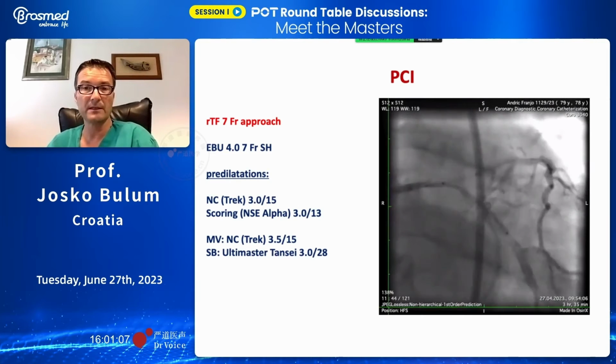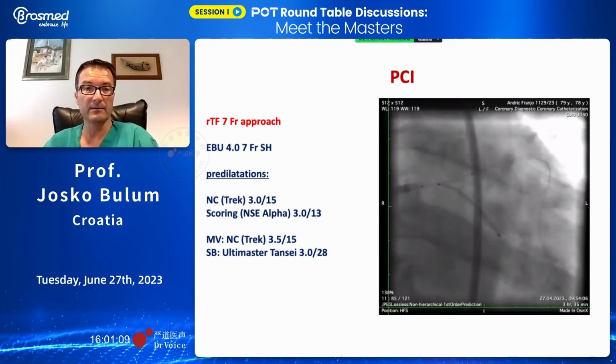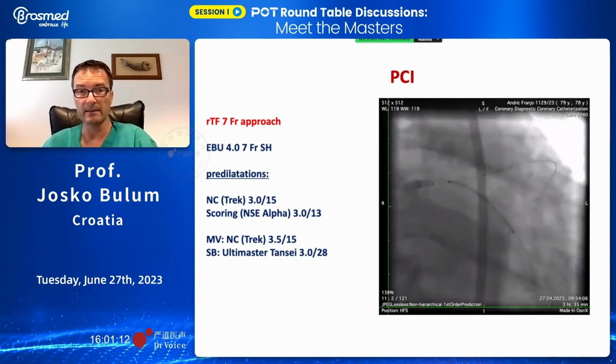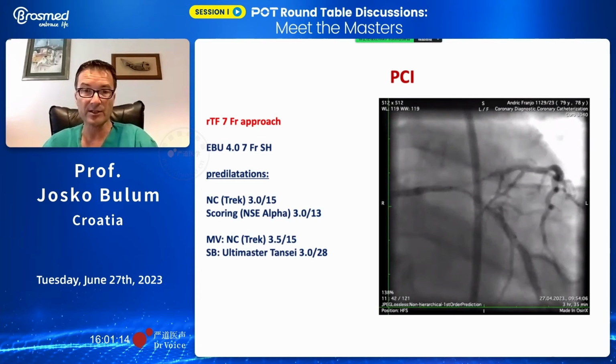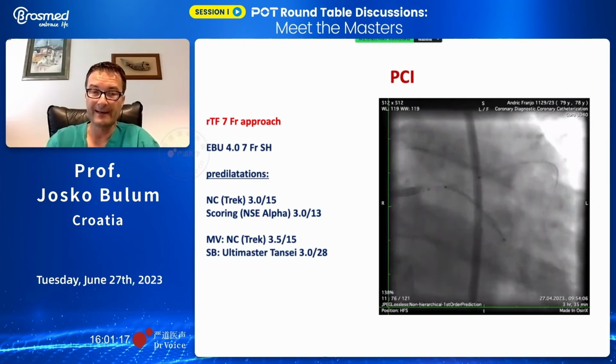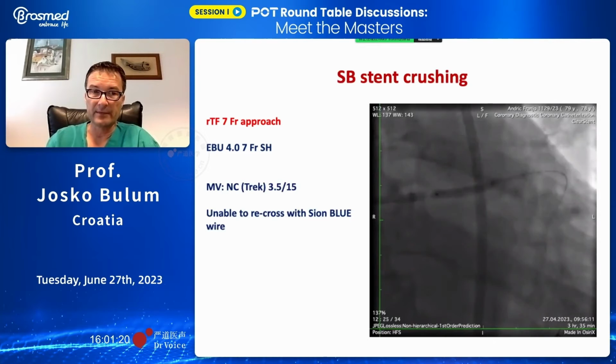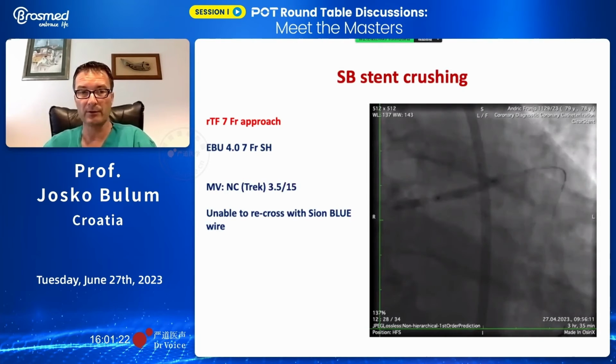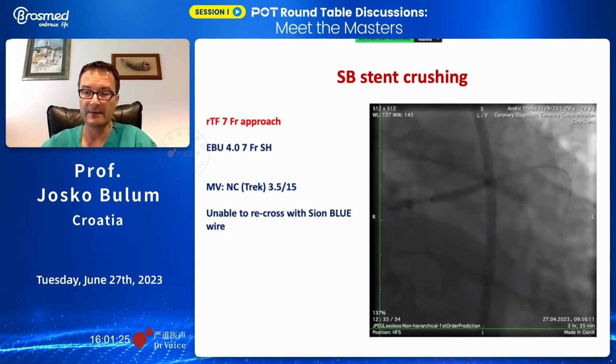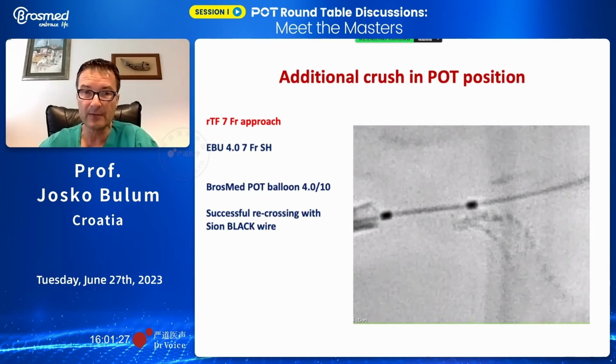So after the predilatation with the NC and scoring balloon, we implanted Ultimaster Tansei 3.0/28 into the left circumflex artery, and we crushed the stents with the 3.5 NC balloon, as you can see here. But after the crushing, we were unable to recross with the Zion Blue wire into the left circumflex artery. Then, as you can see on this clear stent image, we did a very, very precise additional crush, but in the POT position with the BrosMed POT 4.0/10 balloon. As you can see here, it is a very precise crush only of these crushed stents.